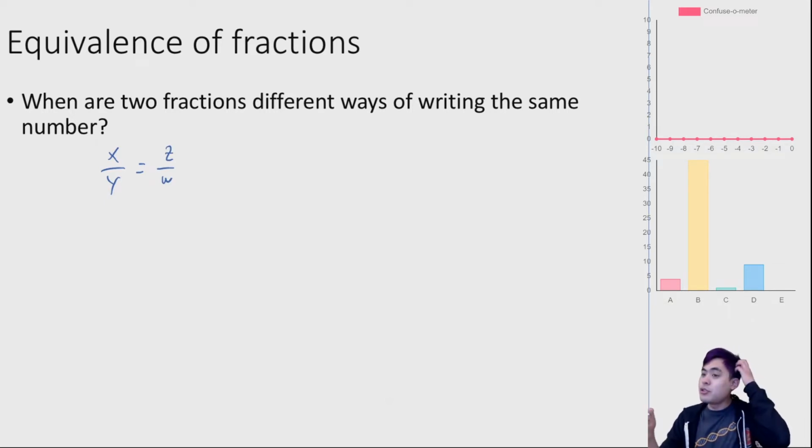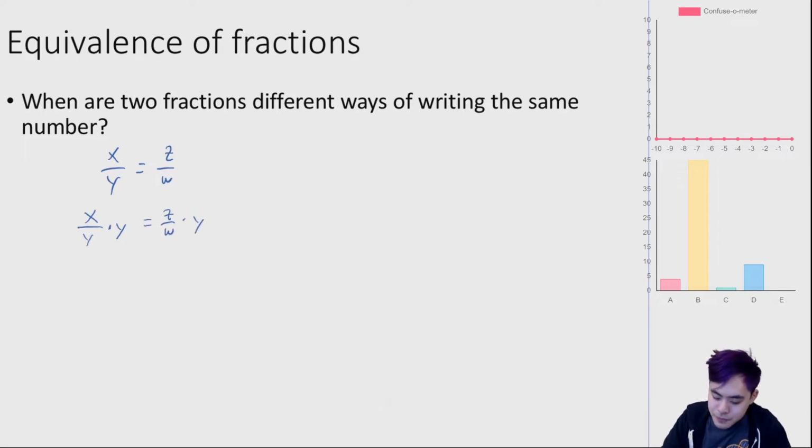do is we know that division and fractions are the opposite of multiplication. So we can multiply this. X over y times y is equal to z over w times y, because we can multiply both sides by the same number and you get the same thing. So then x is equal to z over w times y, because it's the reverse. And we can also do the same thing to get x times w is equal to z times y.